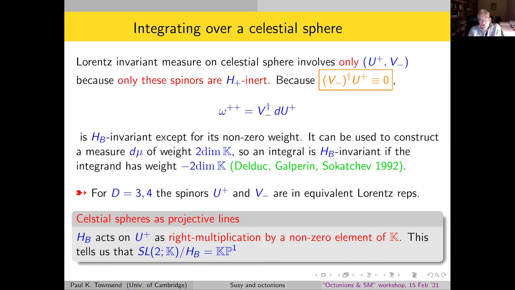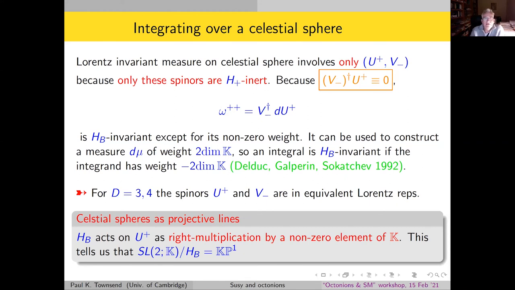Now that actually is invariant under the whole Borel subgroup except for the weight. And you cannot find one of zero weight, because you can only use things which have positive weight. So that's really the best you can do. Now you have to multiply some number of them together to get a measure on the D minus two sphere. And so you get some kind of measure on the celestial sphere this way.